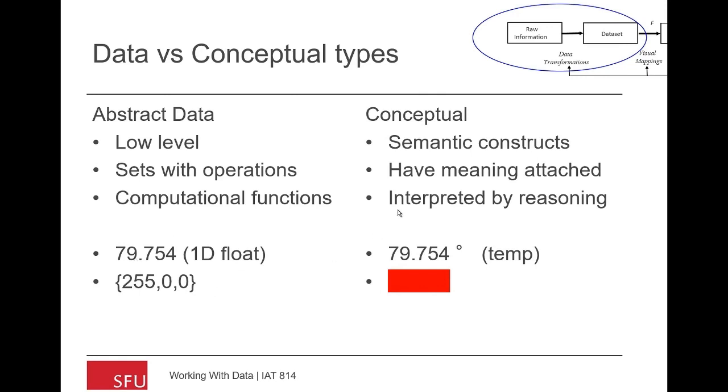And over here on the right is a mapping from the lower level abstract form, where the numbers could mean anything, to a little bit more semantically laden information in which the information is known to represent some kind of knowledge about some kind of phenomenon. So for example, 79.754 is the number of degrees Celsius, a temperature of something. And the trio of numbers here represents RGB color using 8-bit color. And typically, the conceptual type has more information about how it ought to be interpreted.